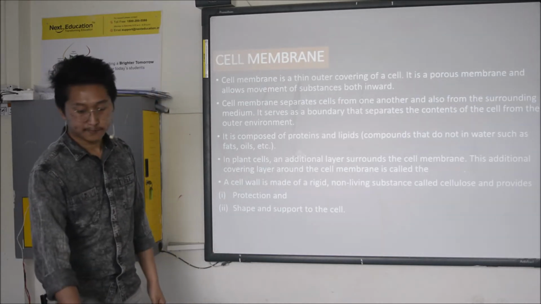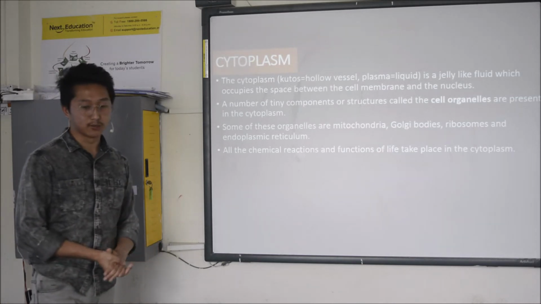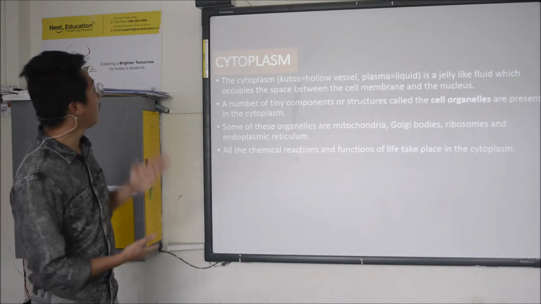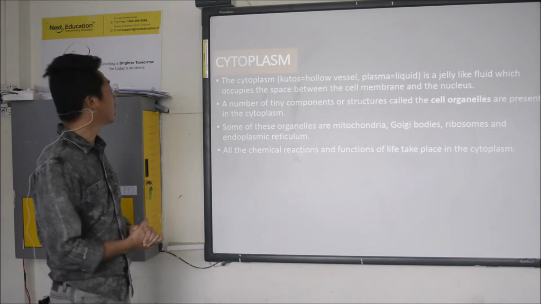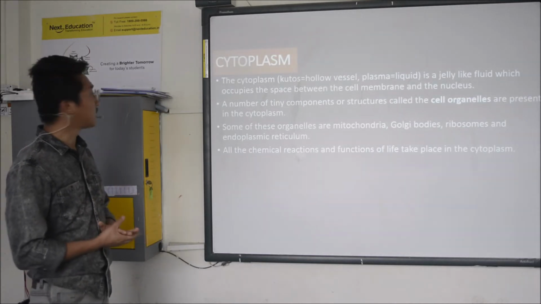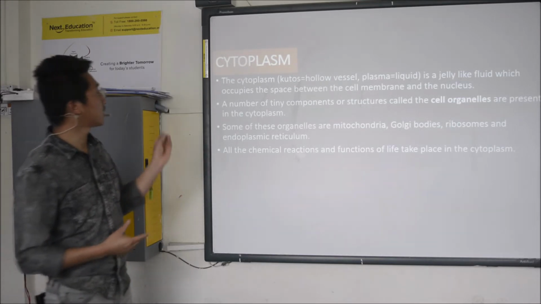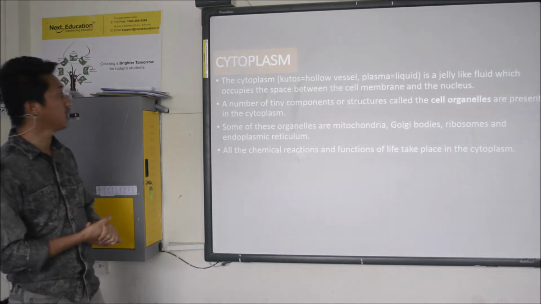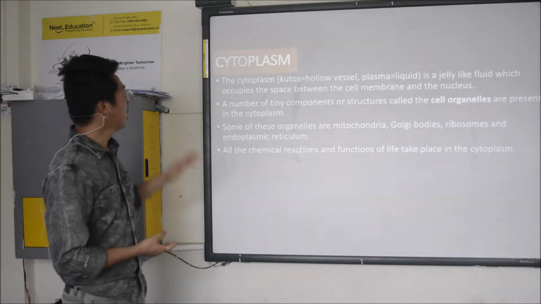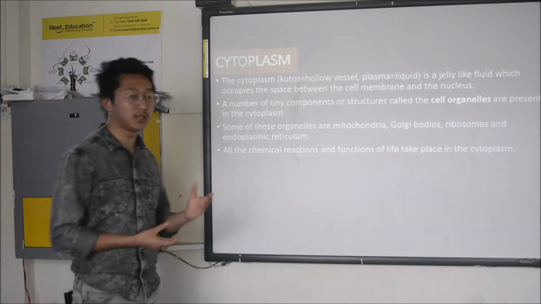Okay, now we'll move to the next topic, that is cytoplasm. We have covered the cell membrane, and now we are studying cytoplasm. This is the living part of the cell. Cytoplasm comes from the words kytos and plasma. Kytos means hollow vessel, and plasma means liquid.